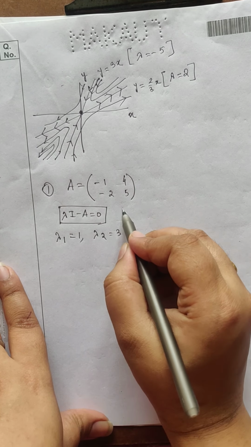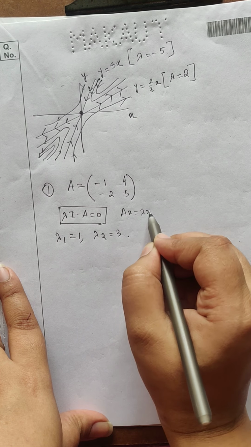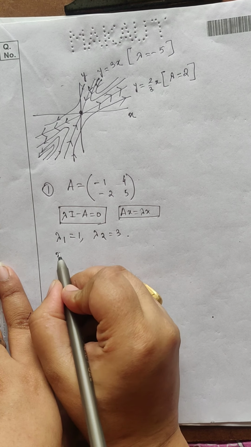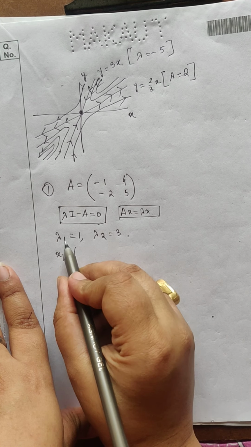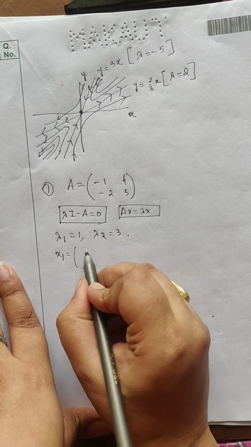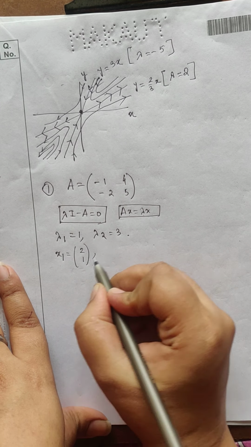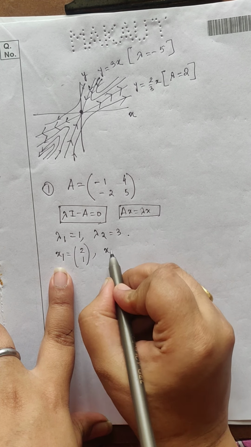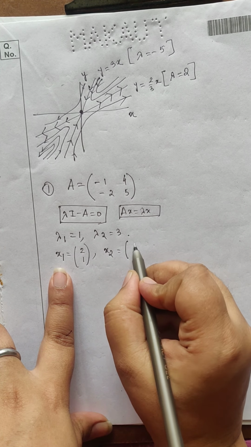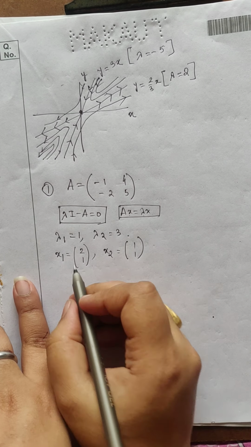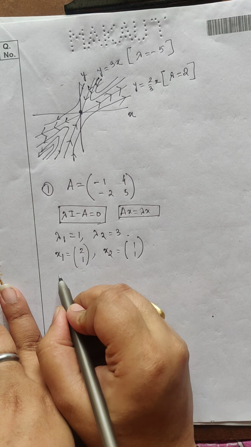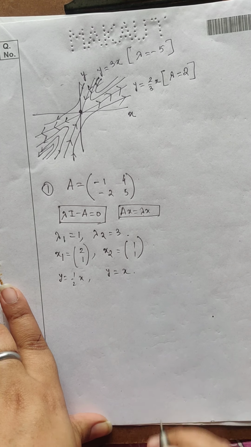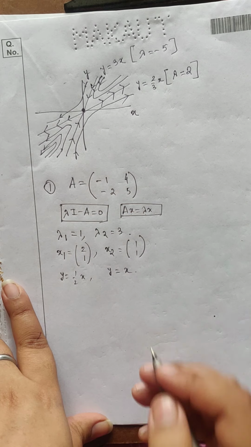And in the same way, using Ax equal to lambda x, you'll be able to find the state vectors. In the first case, when lambda 1 equals 1, we get the state vector 2, 1, and in case of lambda 2 equal to 3, we get the next state vector 1, 1. So we'll have two equations: one will be y equal to half of x, another one y equal to x. This is my first case.